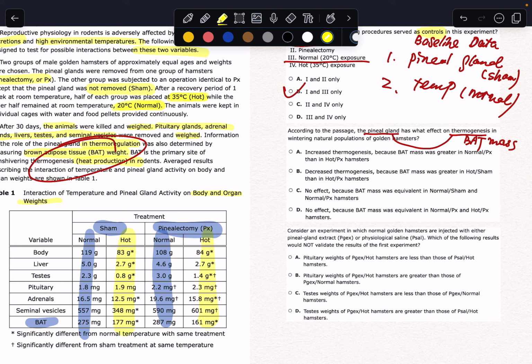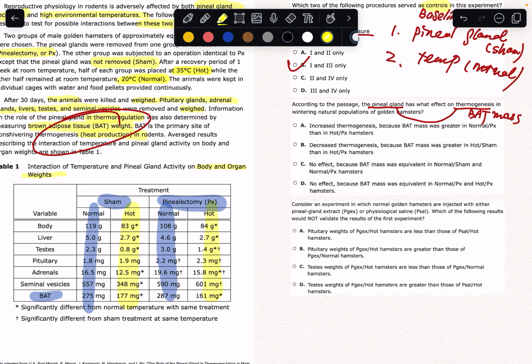Okay, so I look at blue and blue. I compare the first blue, 275 versus 287, I think they're really similar, right? Taking out the pineal gland or keeping the pineal gland doesn't make a big difference in terms of the BAT mass, right? Okay. And then I look at my yellow, the hot temperature, 177, 165. Well, I mean, there is some difference. 177 is larger than 161. But is that significant?